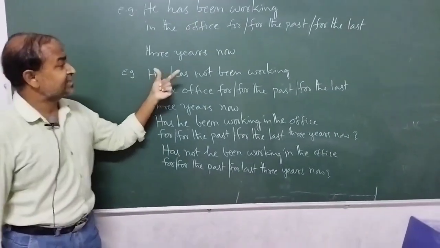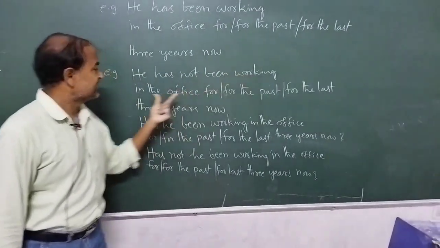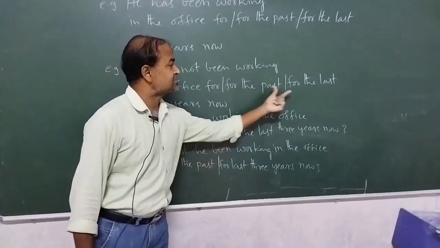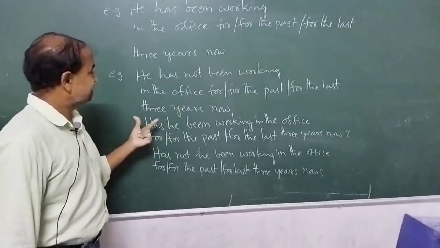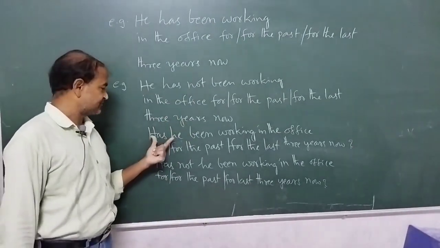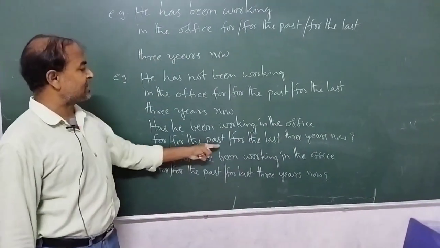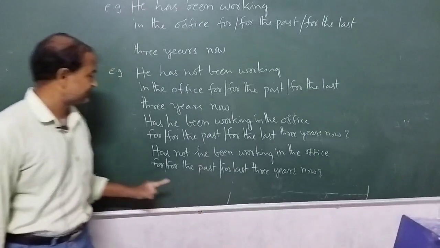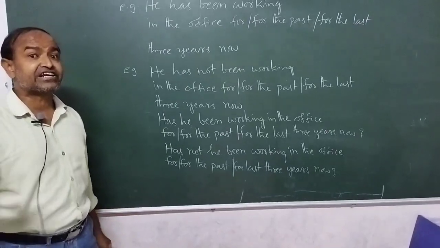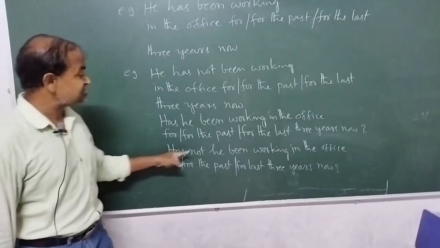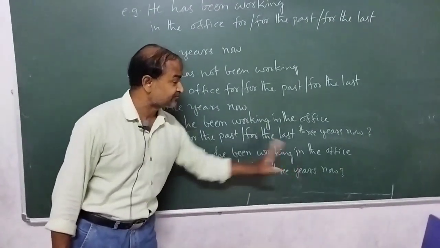Now you see the negative sense of this sentence is, he has not been working in the office for the past or for the last 3 years now. Next, the interrogative sense of this sentence is, has he been working in the office for the past or for the last 3 years now? Next, the negative interrogative sense of this sentence is, has not he been working in the office for the past or for the last 3 years now?